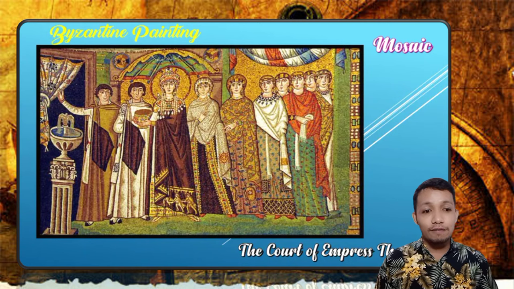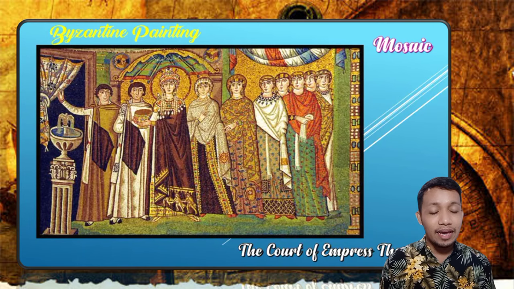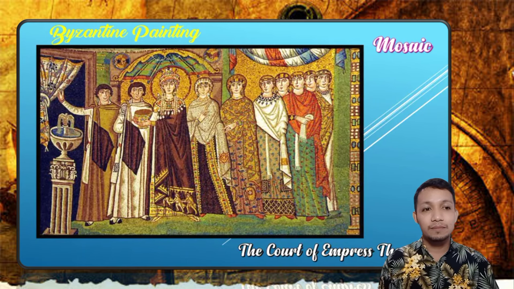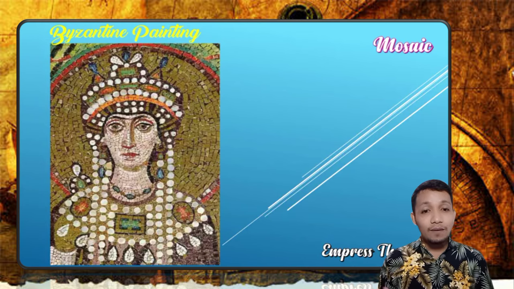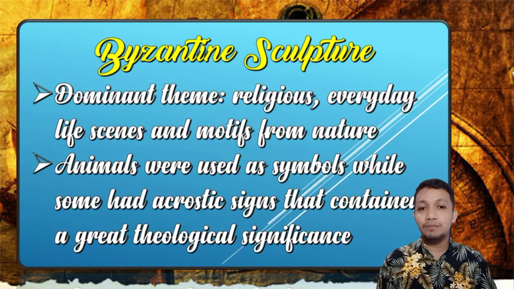Here is an example of the Byzantine painting, which is made through mosaic, and this is entitled The Court of Empress Theodora. Here is another one, which is the portrait of the Empress Theodora. And now let's proceed to Byzantine sculpture.